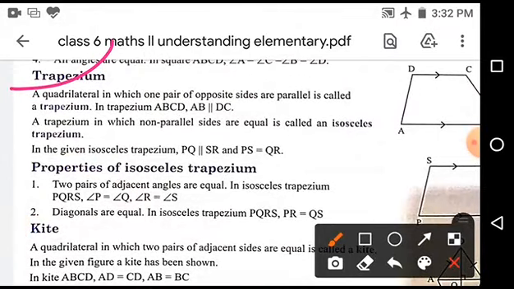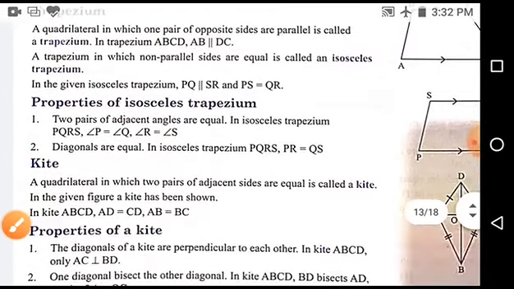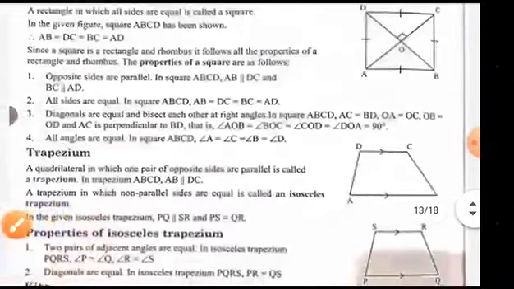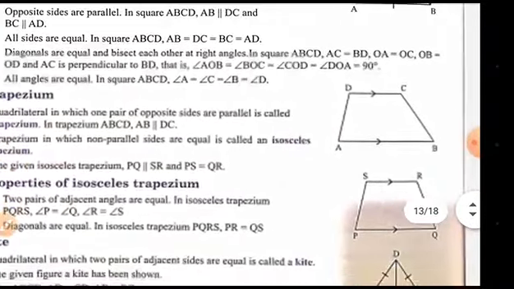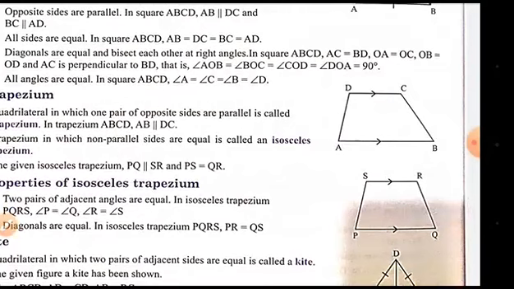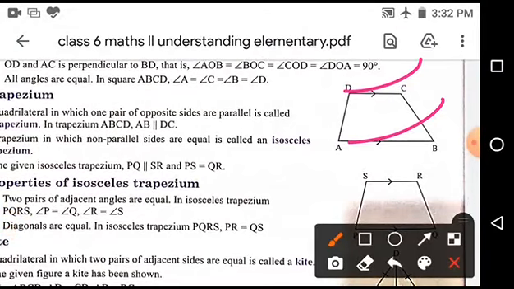Next one is trapezium. In the case of a trapezium, you can see here it's a quadrilateral where one pair of sides is parallel and the other pair is not. So here you can see that this is parallel to this and this is not parallel to this. This is the figure which is known as a trapezium.